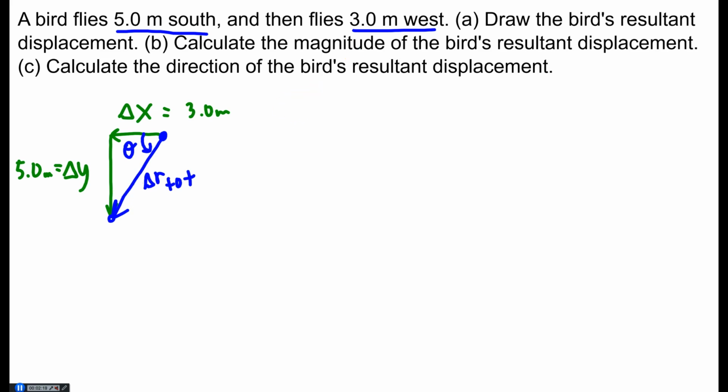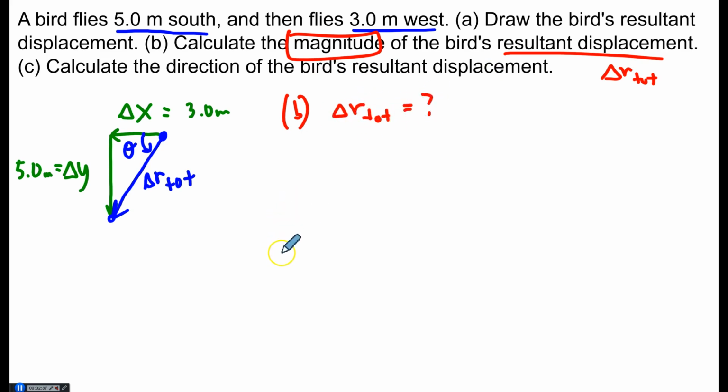Okay, part B says, find or calculate the magnitude of delta r, the resultant displacement. So the magnitude is exactly that, delta r total. Notice part C says, find the direction of the resultant displacement. So C is asking for the angle theta. Where does this displacement vector point?